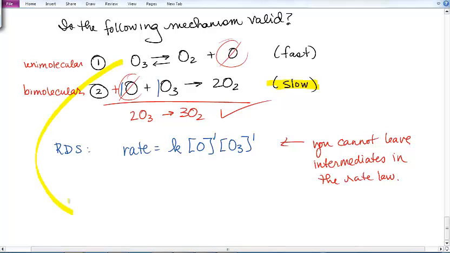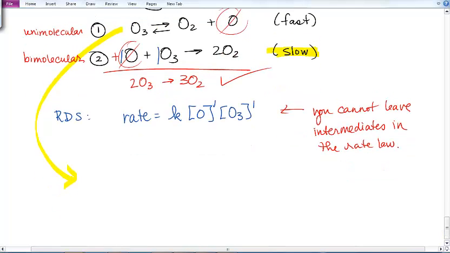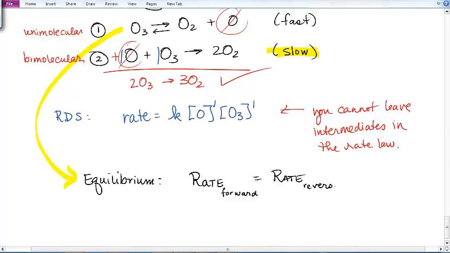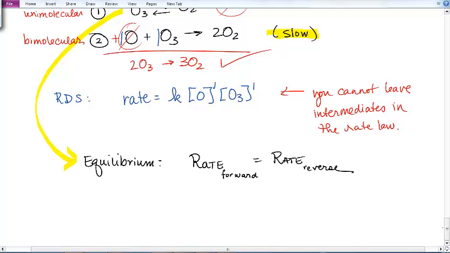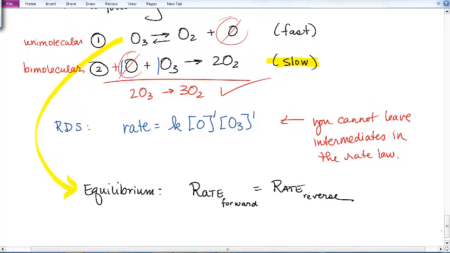We notice here that this particular step is at equilibrium. And I know that the definition of equilibrium means that the rate of the forward reaction and the rate of the reverse reaction is equal. That's the definition of equilibrium. Those two rates have to be equal. So I am going to write the rate law for the forward reaction, and I'm going to write the rate law of the reverse reaction.